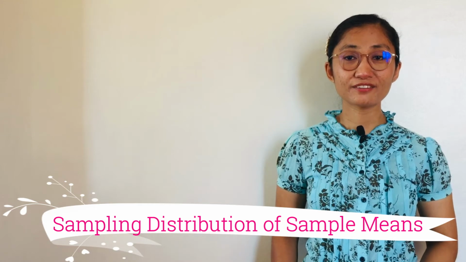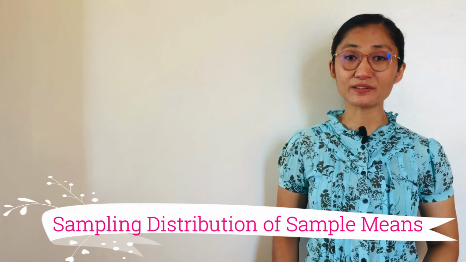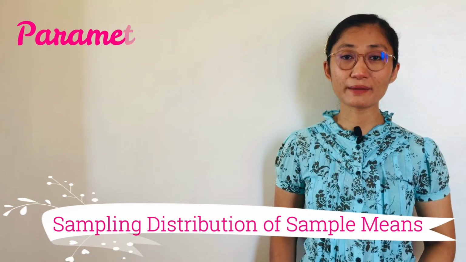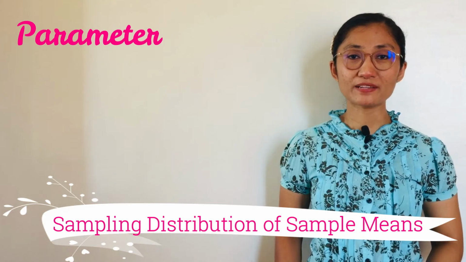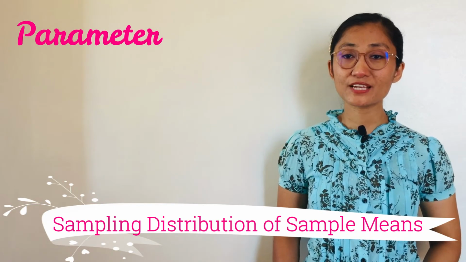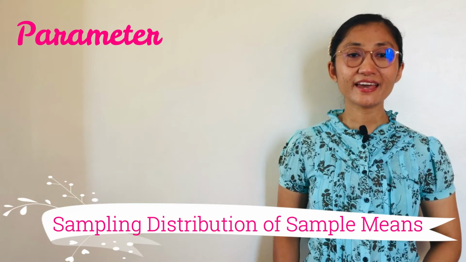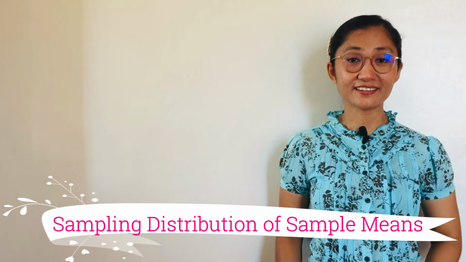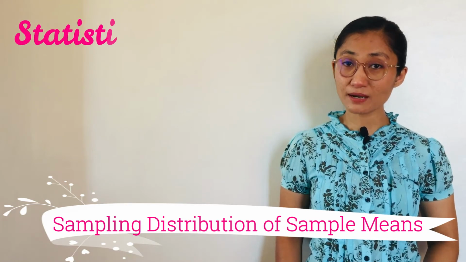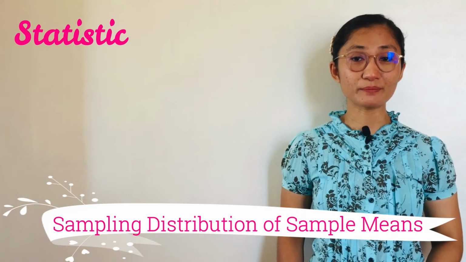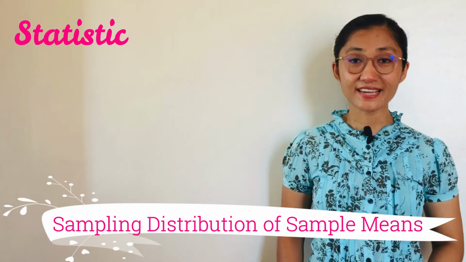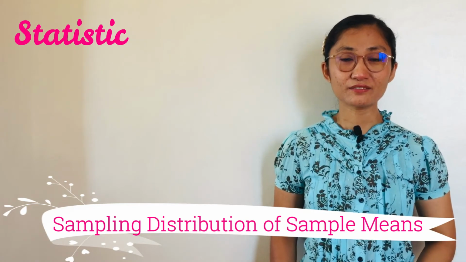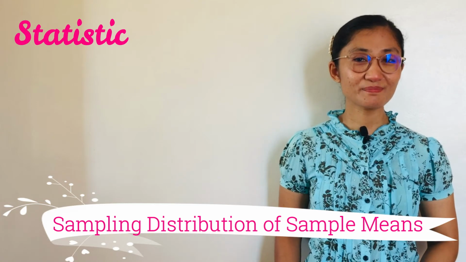Researchers use sampling if taking a survey for the entire population is impractical. A parameter is a measure used to describe a population. This includes population mean, mu, population variance, sigma squared, and population standard deviation, sigma. On the other hand, a statistic is a measure used to describe a sample. This includes sample mean, x-bar, sample variance, s squared, and sample standard deviation, s. A sample mean, for instance, is an estimate of the population mean.